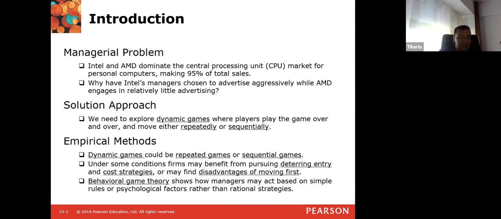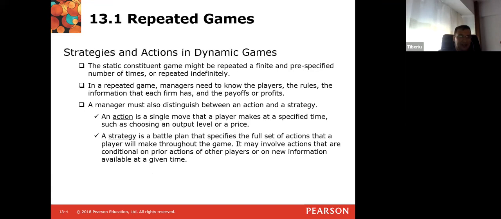Dynamic games could be repeated games or sequential games. Under some conditions, firms may benefit from pursuing deterring entry and cost strategies, or may find disadvantages of moving first. Behavioral game theory shows how managers may act based on rules of thumb or psychological factors rather than rational strategies.